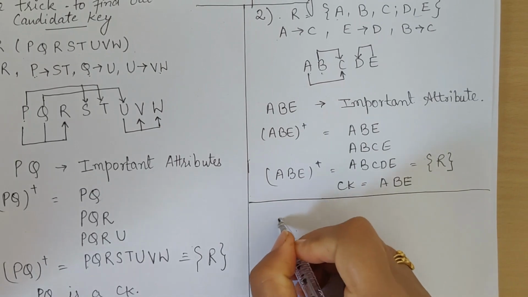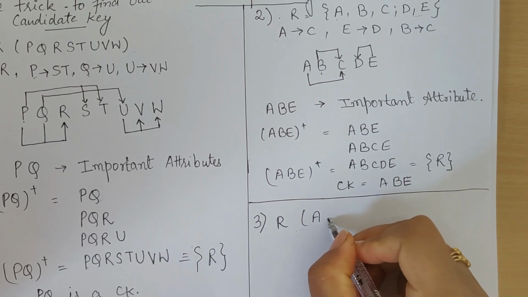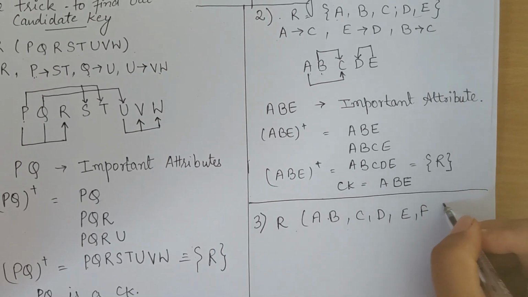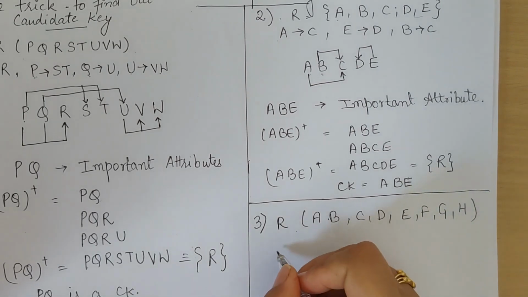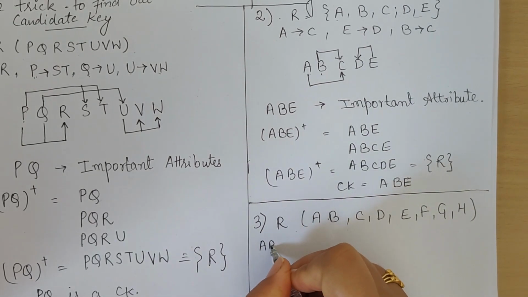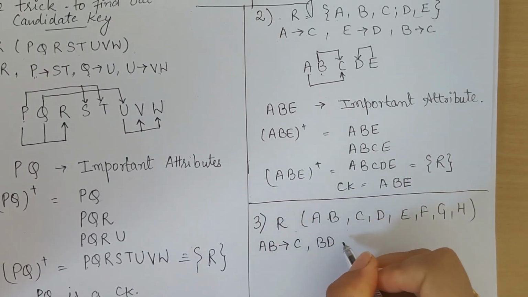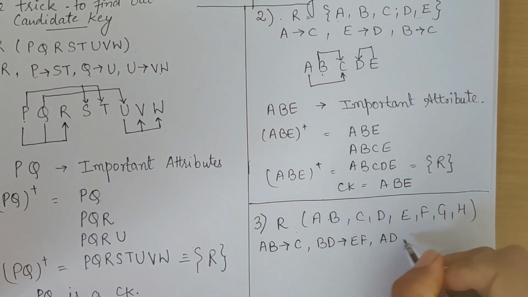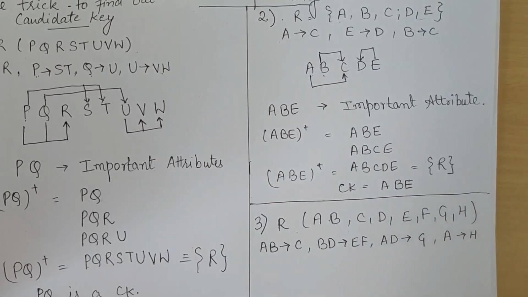Here we have a relation R. This is the third example, with attributes A, B, C, D, E, F, G and H. All these are the attributes. The functional dependencies are: AB determines C, BD determines EF, AD determines G, and A determines H.